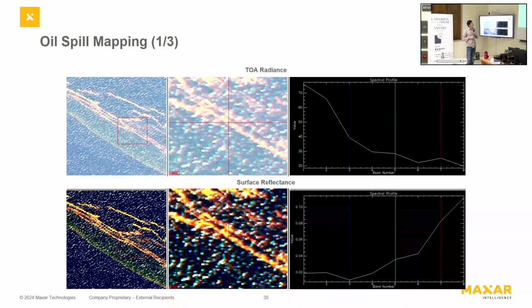Oil spills. This is also an interesting one. So this is the Louisiana oil spill 10, 15 years ago. If you use top-of-atmosphere reflectance, you see something like this. Actually, this is radiance, but it's the same thing. If you measure surface reflectance, the spectral signature is really the opposite. Can you tell me why? What's going on here?